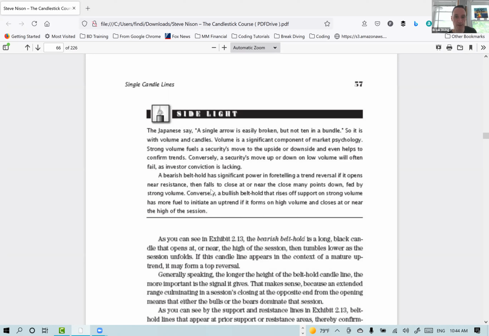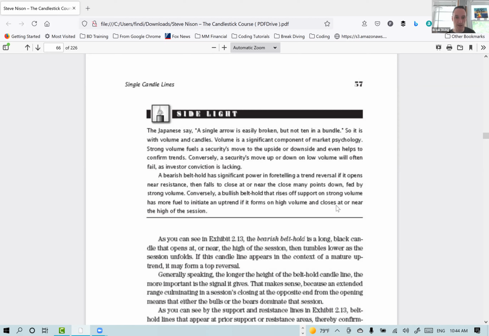A bearish belt hold has significant power in foretelling a trend reversal if it opens near resistance, then falls to close at or near the low, many points down, fed by strong volume. Conversely, a bullish belt hold that rises off support on strong volume has more fuel to initiate an uptrend if it forms on high volume and closes at or near the high of the session.